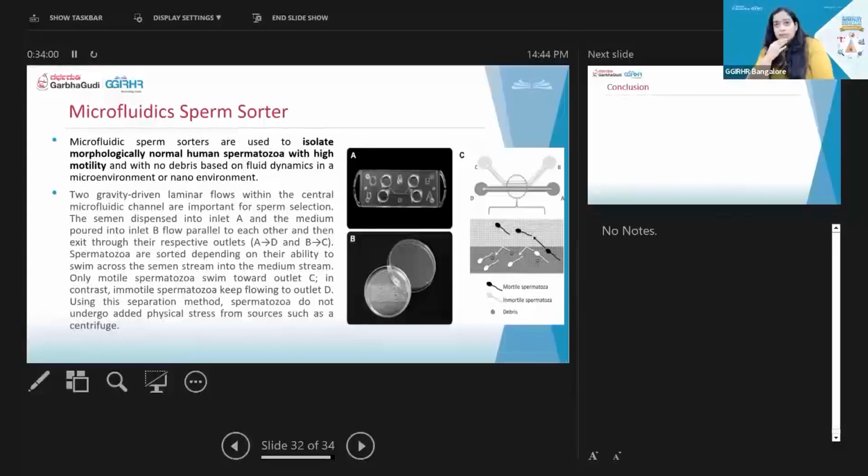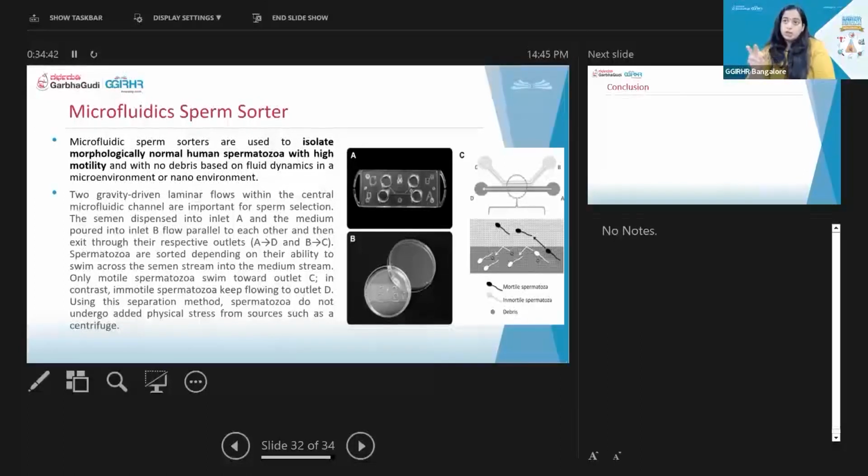Now, the second method which I will be explaining is the microfluidic sperm sorter method. Here, the normal human spermatozoa are separated from the debris on the basis of a principle called fluid dynamics in the microenvironment. There is no process of centrifugation. That step is bypassed, so that the sperm is not subjected to high-speed centrifugation, which can damage the DNA. This technique is applicable to those samples which have normal motility and morphology.